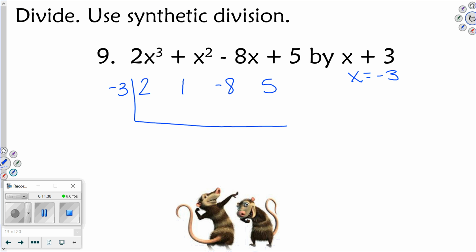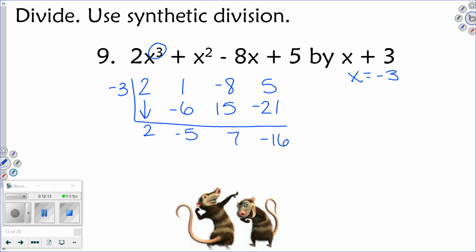All right, guys. So I went ahead and set it up for you, but dropping down the 2. Now, one thing I see students do all the time, they get used to that being a 1. I've seen students write an arrow, and then they write 1. It's not a 1. That's a 2. So just whatever that number is, it comes straight down. So we multiply and get negative 6. We add and get negative 5. Multiply gives me a positive 15. Add gives me a positive 7. Multiply is negative 21. And then add is a negative 16.